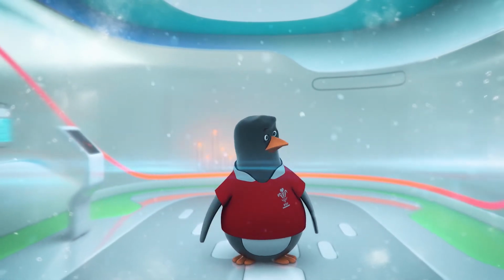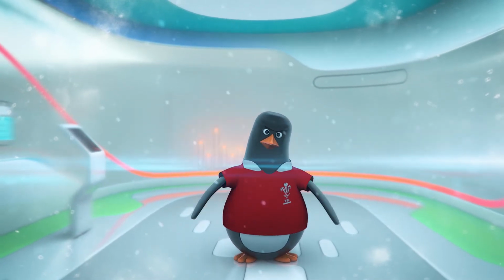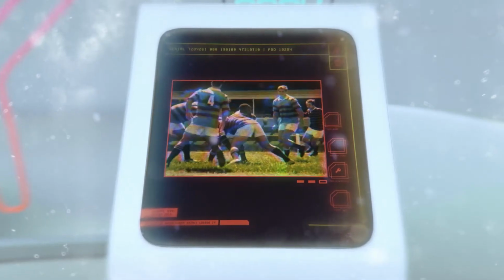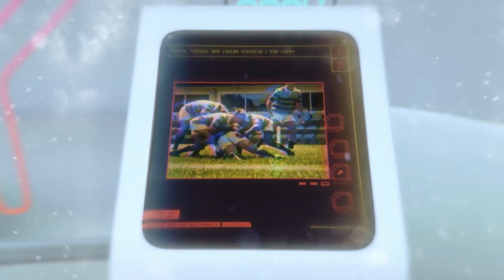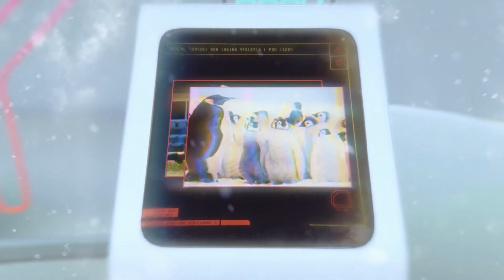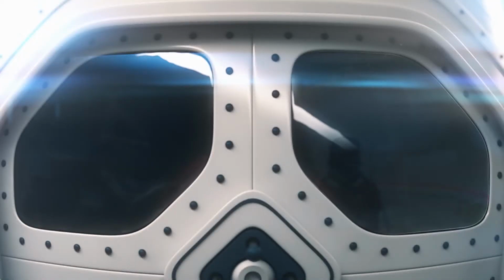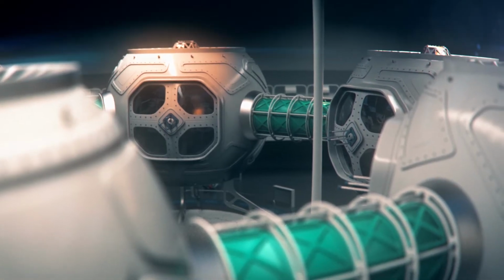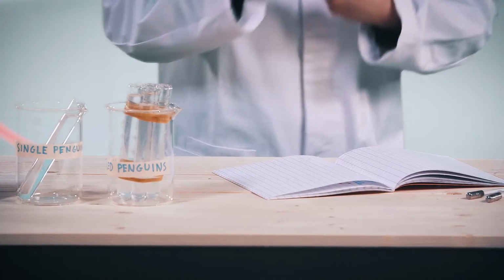How do emperor penguins manage to stay warm in one of the coldest places on Earth? Just like a rugby player at the centre of a maul, huddled penguins take a lot longer to cool down than a penguin on its own. But why? We're doing the huddle experiment to find out.